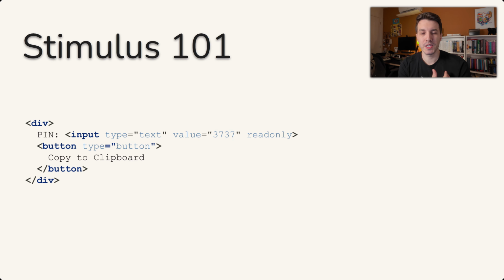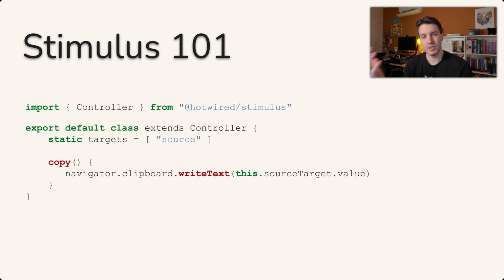Usually for this feature, we have an element on the page, and that element has an input type text that is read only, and it has a value. And we also have the button that the user clicks to copy to clipboard. And on the JavaScript side, we have a Stimulus controller, which is just a class that extends the base controller from Hotwire Stimulus. And over here, we are defining some targets.